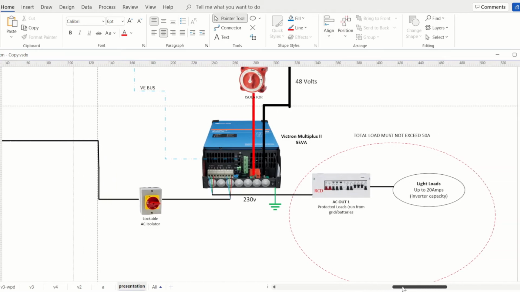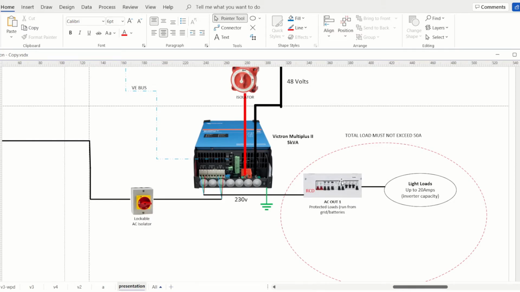So this would be your existing consumer unit, which would have an RCD inside it in the normal way. Again, when the grid's present, you mustn't exceed 50 amps in total. And when you lose the grid, you mustn't pull more than 20 amps, because that's the inverting capacity of the unit. So that could be a problem. If you took your existing consumer unit and just plugged it straight into AC output 1, then it's pretty likely that you'll easily exceed 20 amps if you had a dishwasher, tumble dryer and an electric water heater come on.